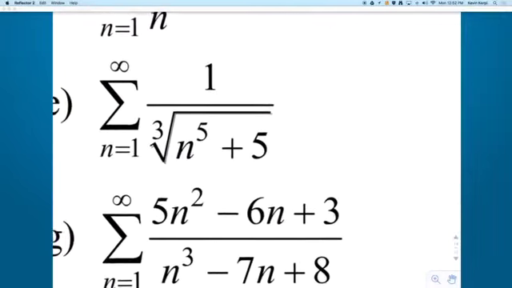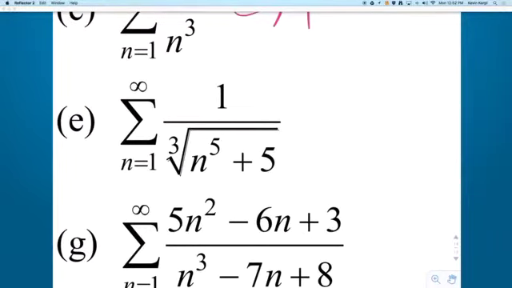Okay, this one here, what do you think? Converges. Yeah. This one you could use a direct comparison test or a limit comparison test, and you would compare it to 1 over n to the 5/3, right? And because you're adding plus 5, that one is smaller, and anything smaller than something that converges will converge as well. So it converges, P series.